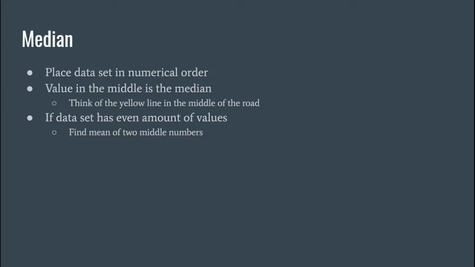But if you have a data set that has an even amount of values, then you do it exactly the same. You place them in numerical order, but the only difference is, instead of taking the number in the middle, because you'll have 2 middle numbers in this case, you have to find the average of those 2 middle numbers to get the exact middle. Okay, so let's go through a couple examples for this.